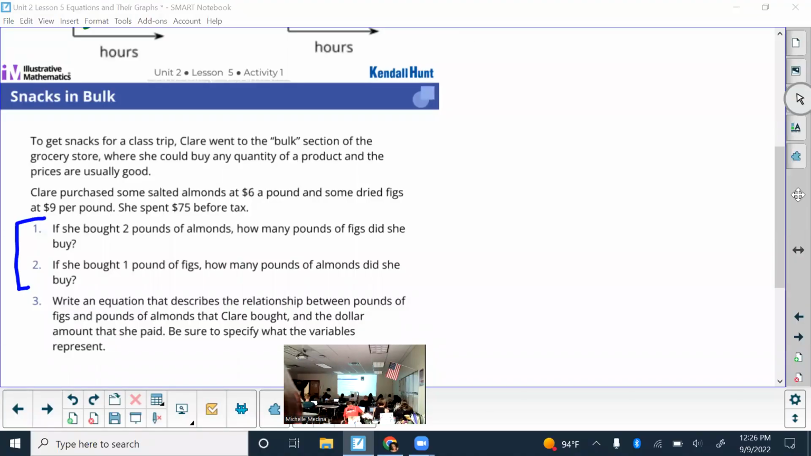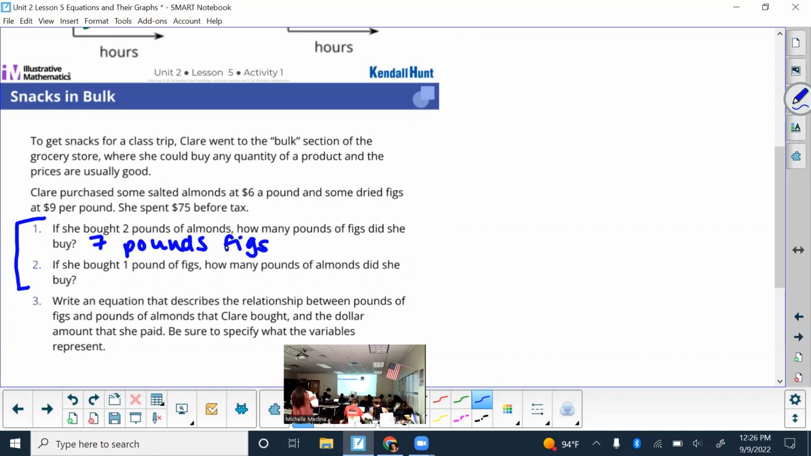What did you get for number 1? Yes, Gavin. Six, yes. Anyone got something different? What about number 2? What did we get? Trenton. 11 pounds of almonds. Anyone get something different? Now to find that, did you make an equation or did you just kind of problem solve your way through it? So what was the first thing you did in number 1?